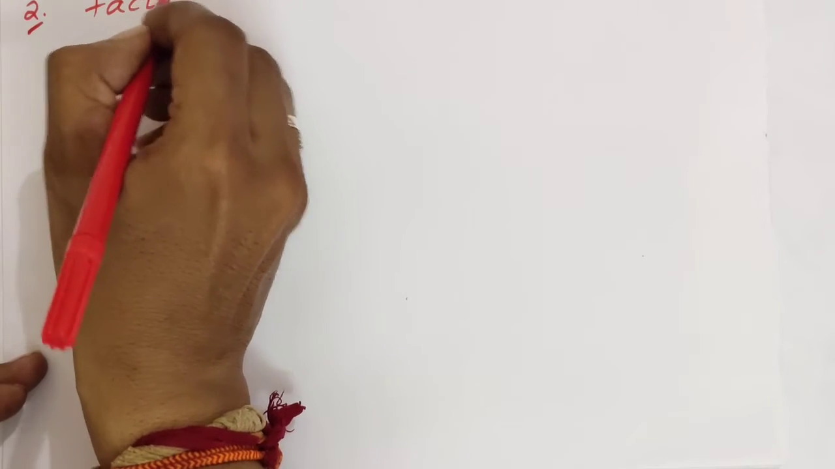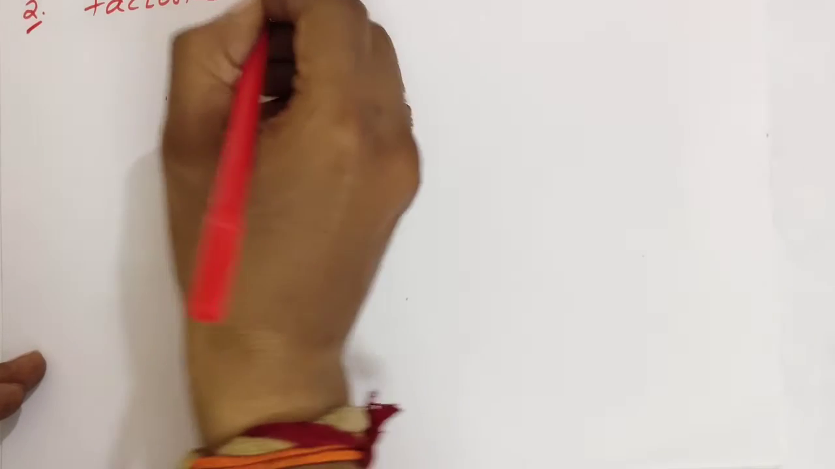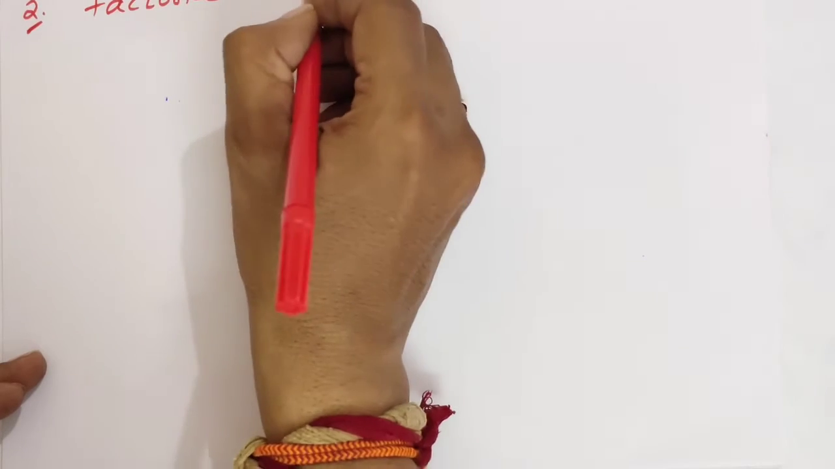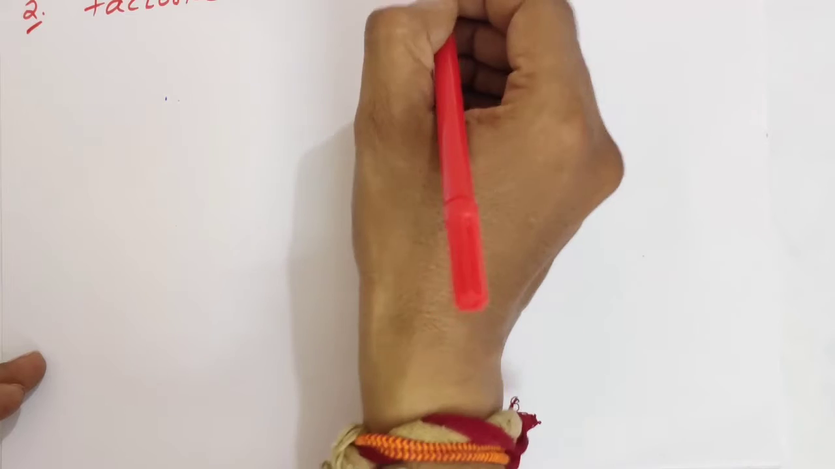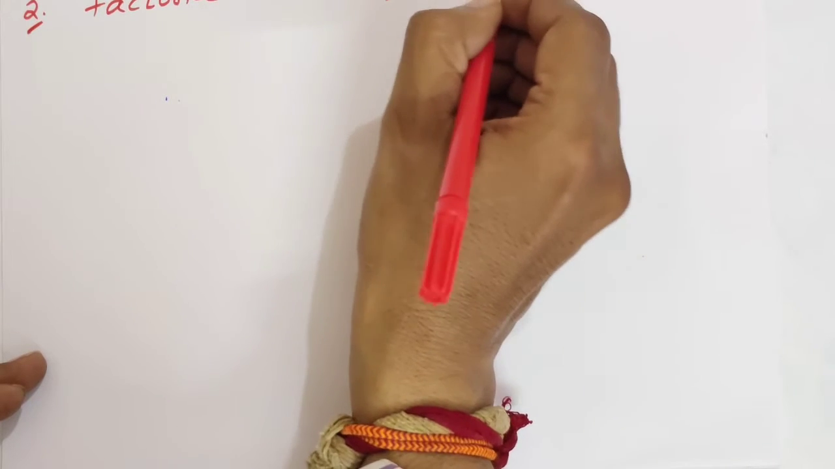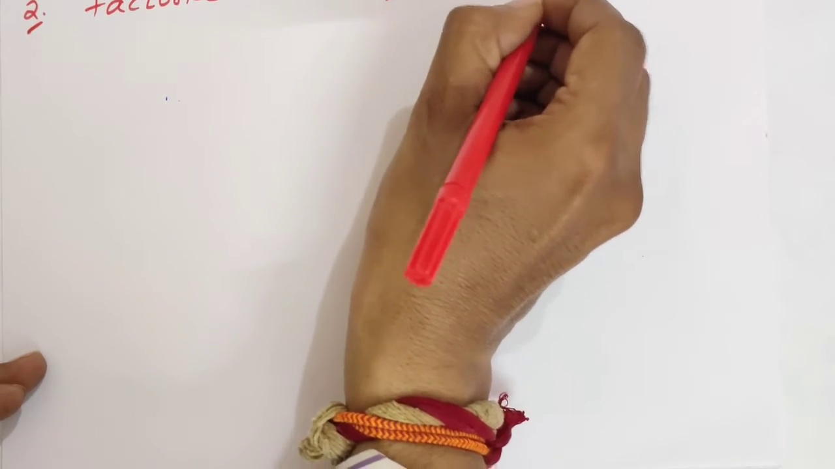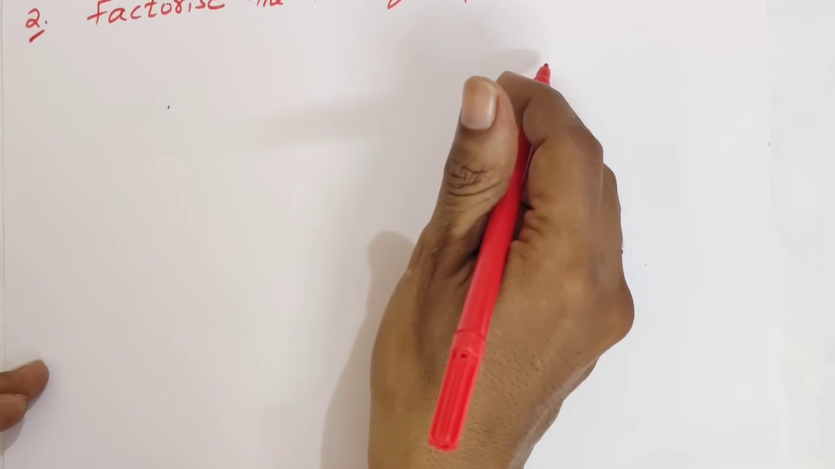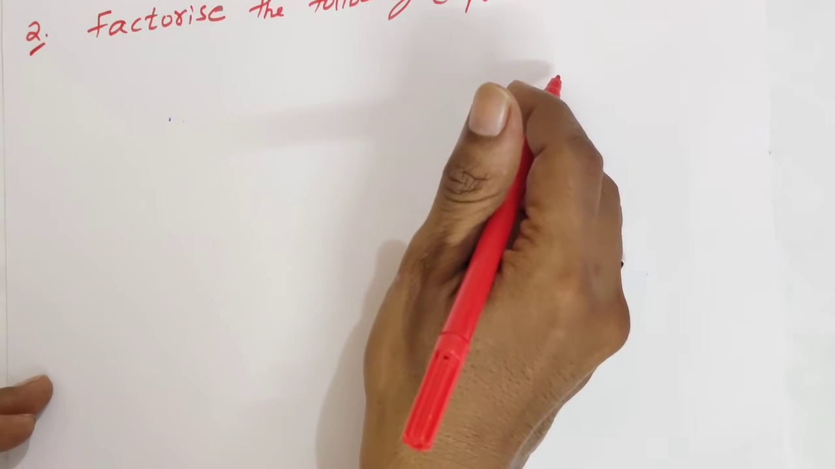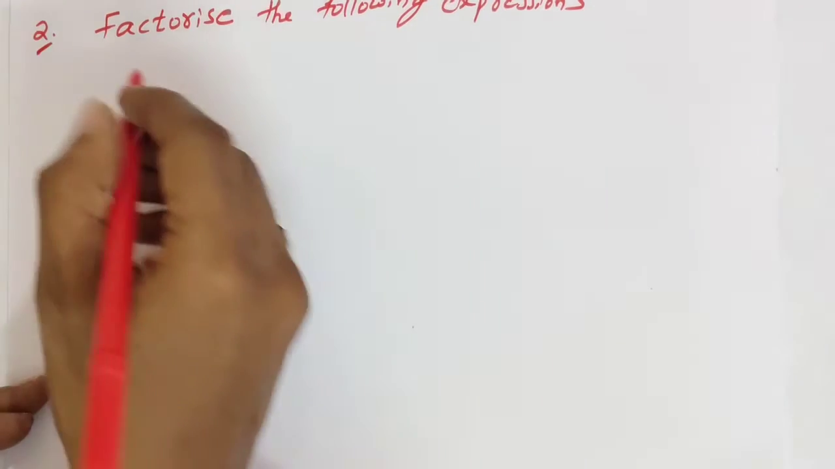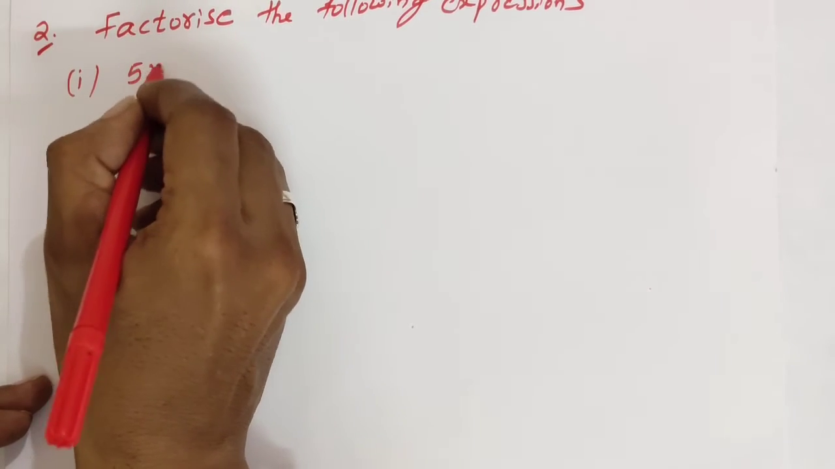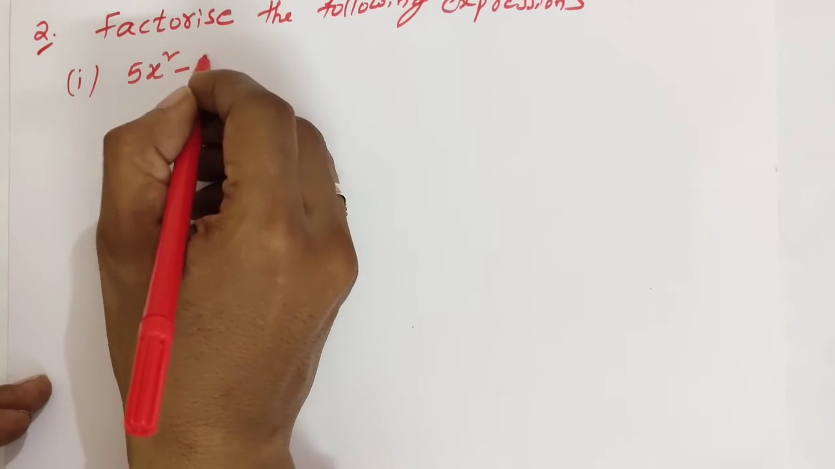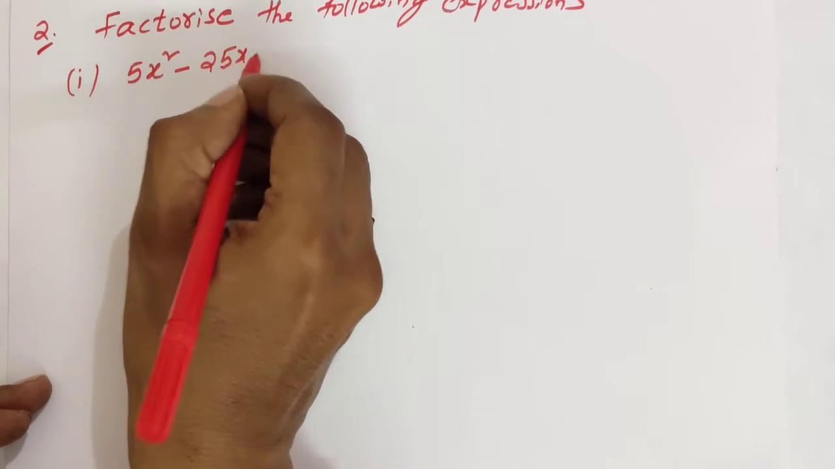Okay, now in this we have the question. Second type: factorize the following expressions. Okay, now let us see. First question is 5x square minus 25xy.